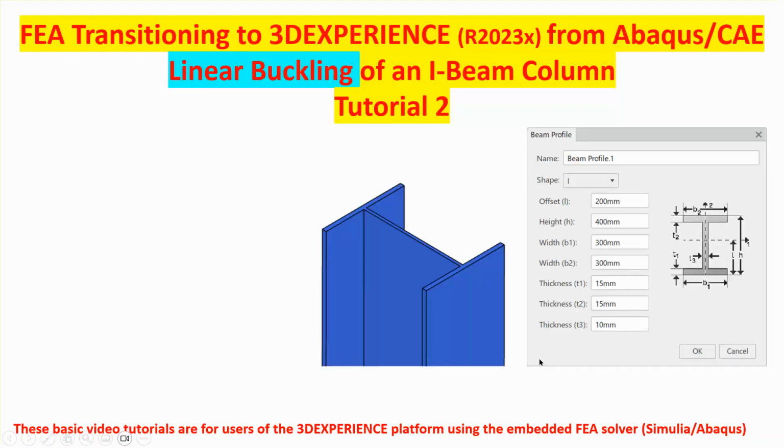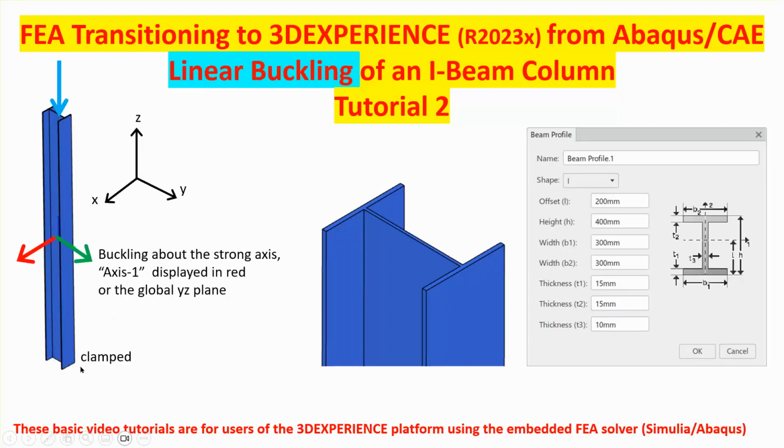This particular tutorial is dealing with an I-beam. It's a linear problem, an I-beam made of steel with these dimensions, and it is clamped at the very bottom, and it's axially compressed on the top. Don't let these red and green arrows fool you. They're not forces. It's just to show the axes, local 1 and 2 axes along the beam. We'll get to that later on.